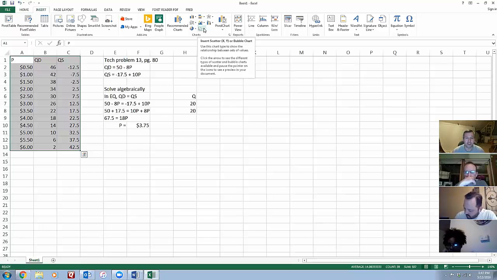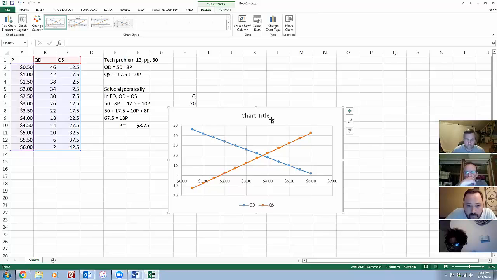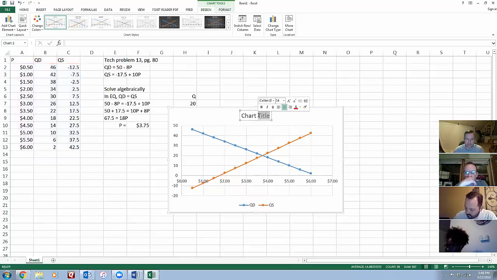It looks like it's going to give you these dots if you just hover over it. But if I pull the little arrow down, I can get some lines too, like I want. And I'll leave the little dots on there too. So I'm going to pick a scatter plot with straight lines and markers. If you want to go in and change these things, you can.